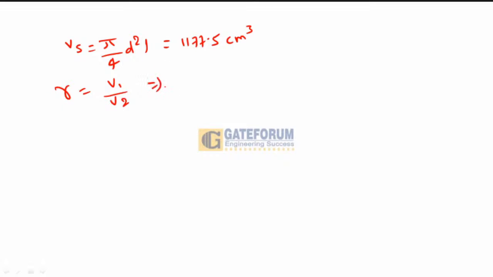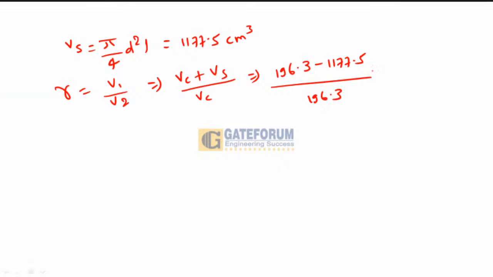What is the value of V1? So you can write Vc plus Vs upon V2. You can write Vc also, because V2 is equal to Vc. So in this question, Vc is given: 196.3. So 196.3 plus 1177.5 upon 196.3. If you solve, then you will get the value 6.99, or you can say approximately 7. Are you getting this point? Approximately 7. So you get the compression ratio. Once you get the compression ratio, you can calculate efficiency of the Otto cycle easily.